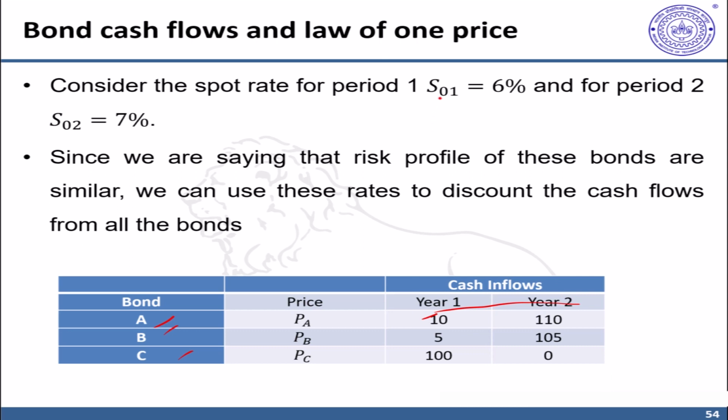Now, suppose the risk-free discount rates or interest rates are 6% for period 1 and 7% for period 2, that is, for year 1 and year 2. Also, for argument's sake, we'll assume 6 monthly compounding. So this 6% interest rate will be like 6% divided by 2, 3% compounded semi-annually 2 times, and so on. Now we are saying that because the risk profile is identical, year 1 cash flows can be discounted by 6% and year 2 can be discounted by this 7% rate because of law of one price, which says that if the risk profile is identical, whether the cash flow is from bond A, B, or C, it can be discounted at the same spot rate.